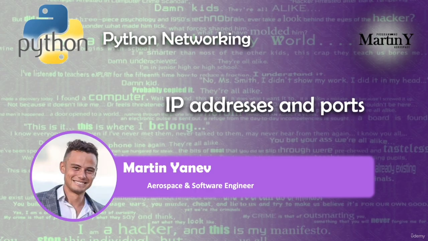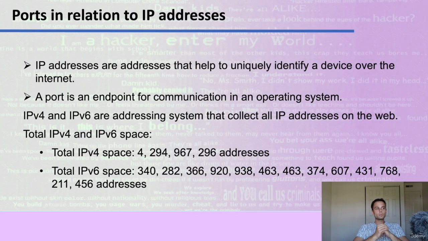IP addresses and ports. Hello everyone, today we're going to dig a little bit more into detail on what an IP address is and how we use it to connect between different ports. The definition of an IP address is that it is used to help users uniquely identify a device over the internet, while a port is an endpoint of communication in an operating system. For example, this is the endpoint which is waiting to connect to some other endpoint on the web, and this is the way that two devices can connect over ports.